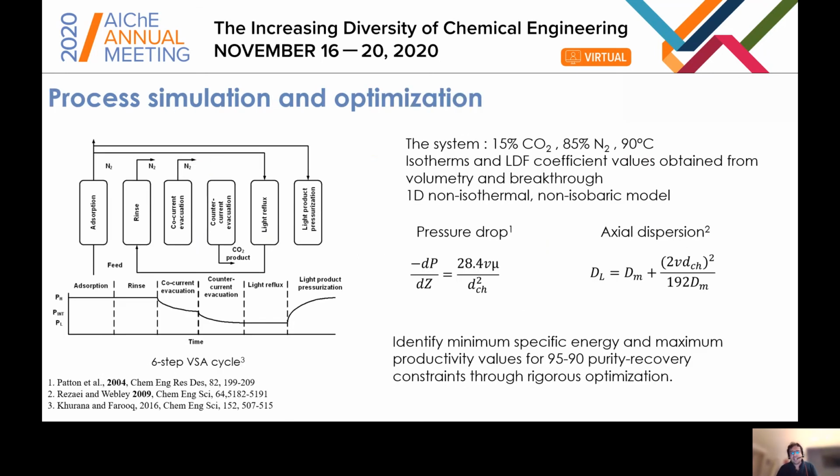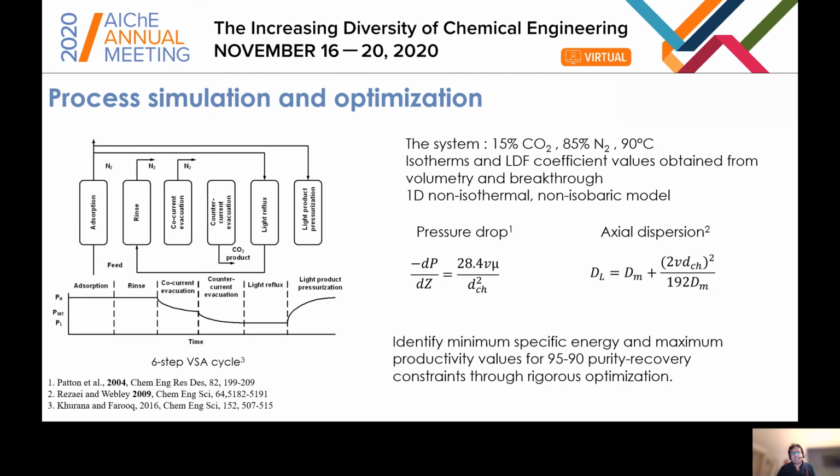For the process study, we took a 15% CO2, 85% nitrogen mixture that is classic and that's been widely studied. We have considered a 6-step vacuum swing adsorption cycle. The 6 steps are as follows. Adsorption with feed, where preferential adsorption of CO2 takes place. Nitrogen is collected as a light product.